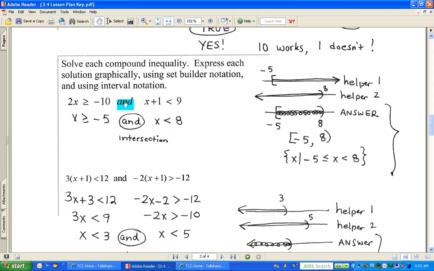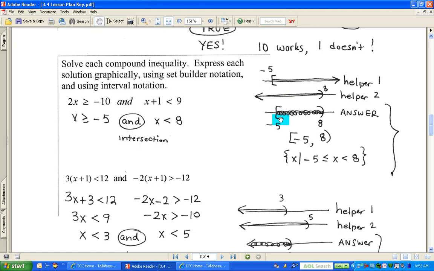Now, the word and means intersection. What you're looking for now is you're looking at helper graph 1 and helper graph 2, and you're trying to see what numbers they have in common. In other words, it has to be on helper graph 1. It also has to be in helper graph 2. And you put that on what I call the answer graph. That's our solution set. Well, what numbers? Where do these two sets meet? Well, hopefully you can see the only numbers that are in both sets are the numbers between -5 and 8.